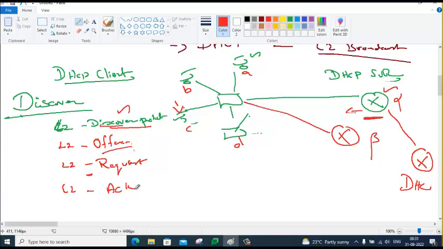So DHCP uses these 4 layer 2 broadcast packets to get the IP address: discover, offer, request, acknowledgement. Fine. So this is also broadcast, that's why it is bad. Then how can this be solved in IPv6? IPv6 has something called auto address configuration, where you don't need someone to provide an IP address by flooding it like this.